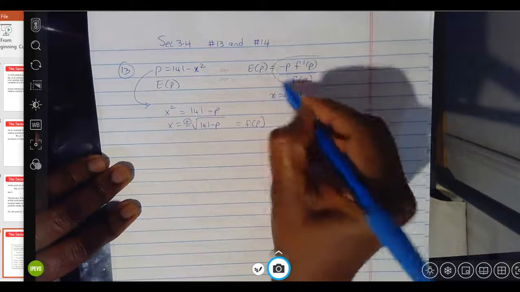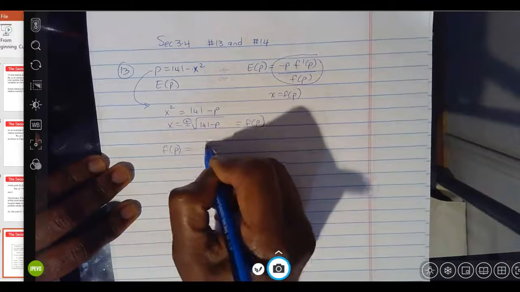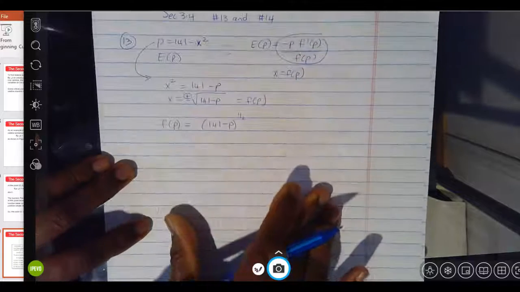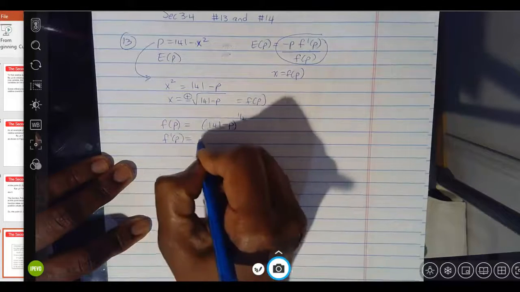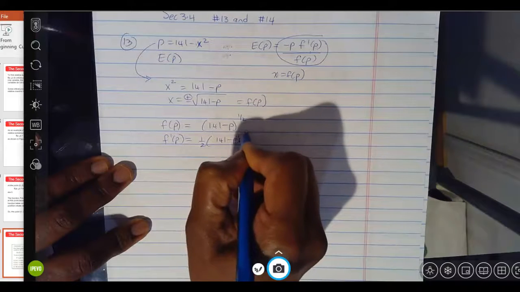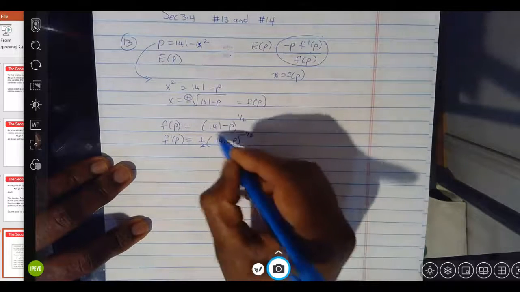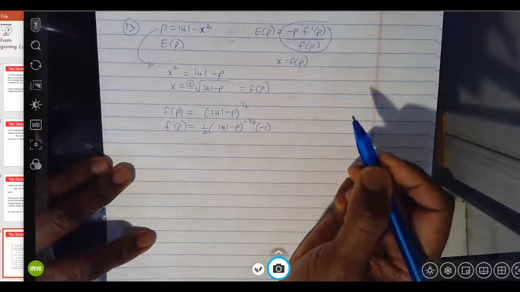So in the formula, I need the derivative of this. I'm going to first rewrite this as 141 minus p raised to half, and then I can use the chain rule. So f prime of p, the half comes down, and the inside, nothing changes. 141 minus p is raised to half minus 1. That's negative half. Then you go inside and take the derivative, and you get negative 1.